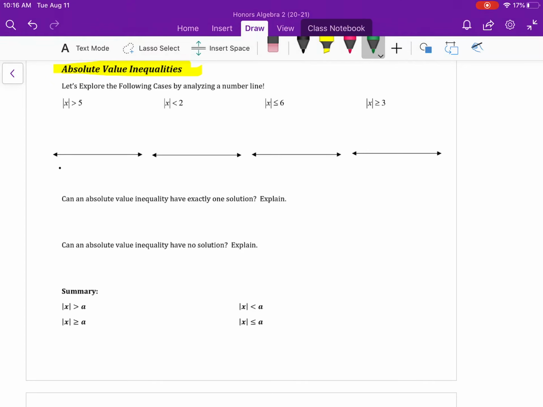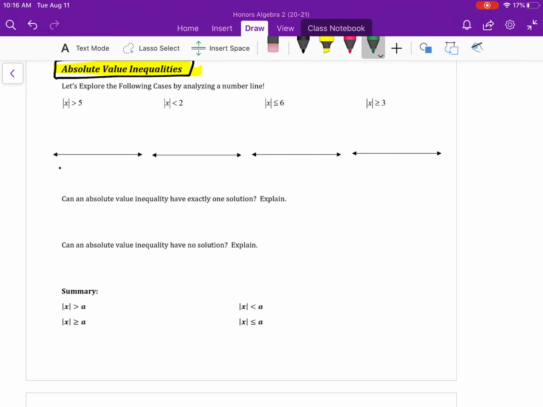All right, Honors Algebra 2, this is kind of our last topic in this chunk of notes before we move on to some new stuff next week. We are talking about absolute value inequalities. So we have talked about absolute value, we've talked about inequalities, and now we're just going to mash it up together.